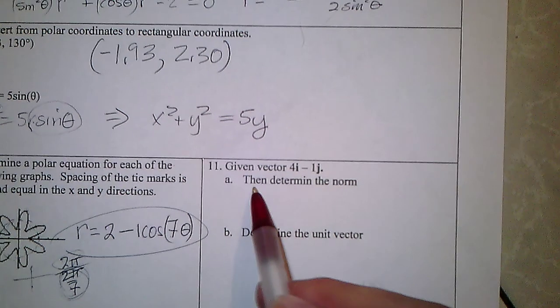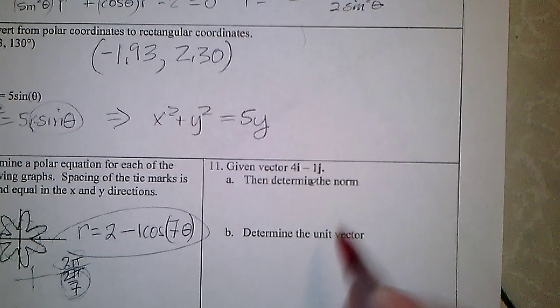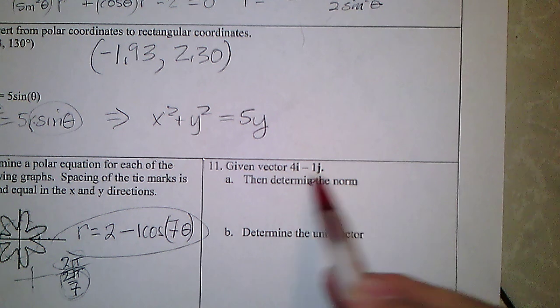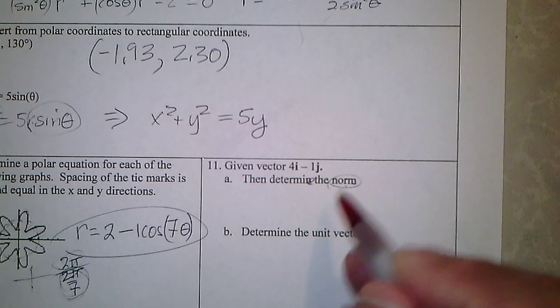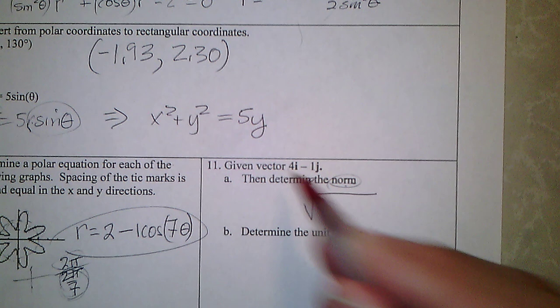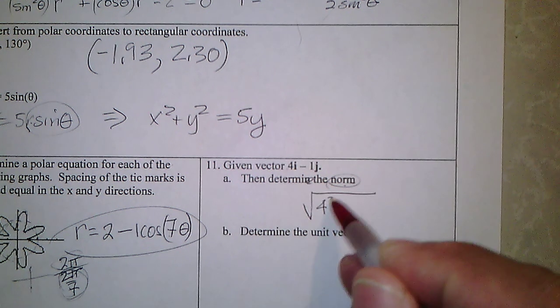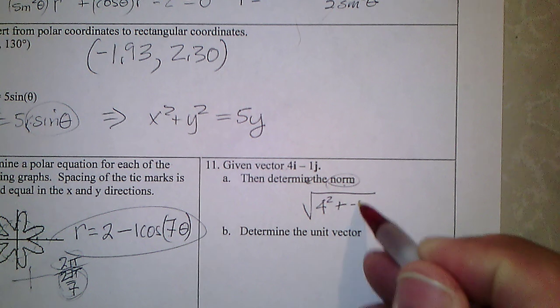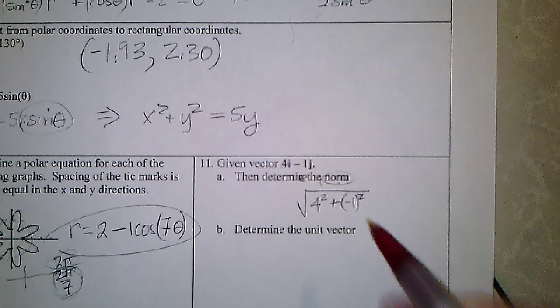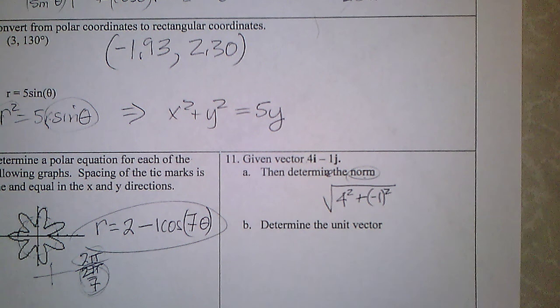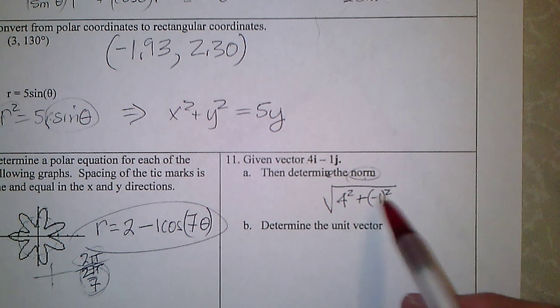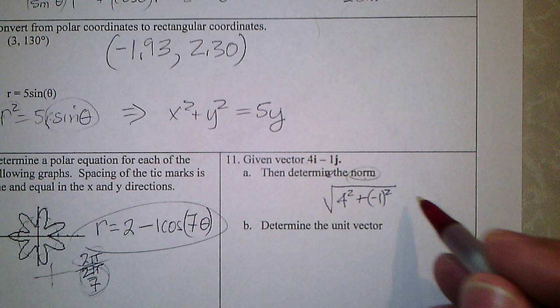Now it says determine the norm. That's just how long this is. The norm of this vector is how long it is. So that's the square root of 4 squared plus a -1, if you will, but you don't have to put the negative because squaring it is going to make it positive, and we get 16 plus 1, 17.